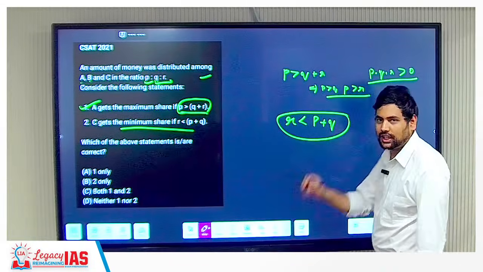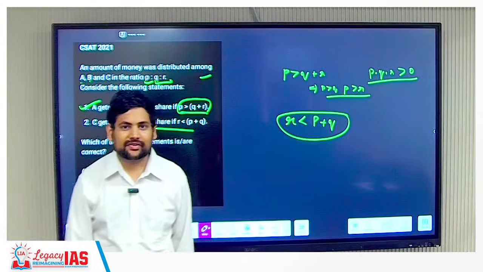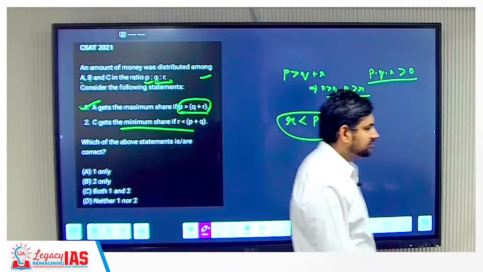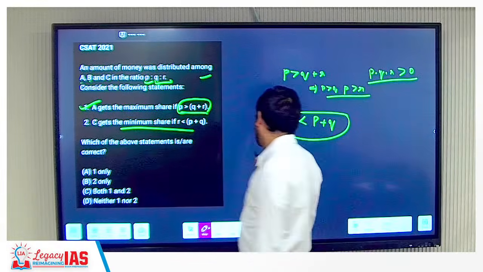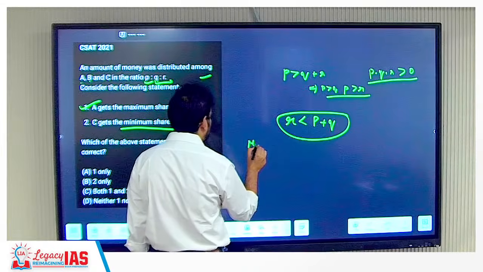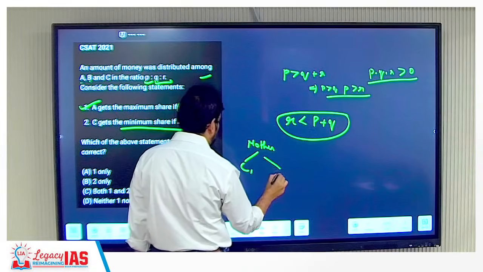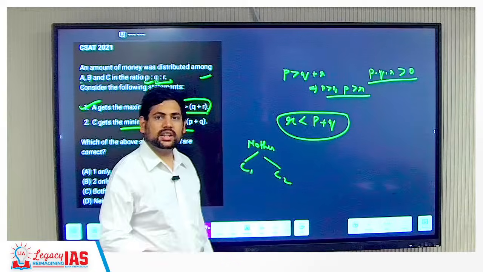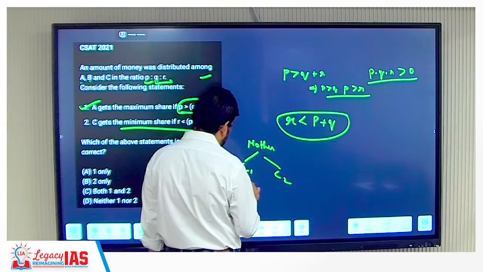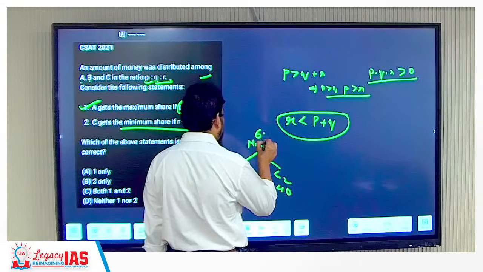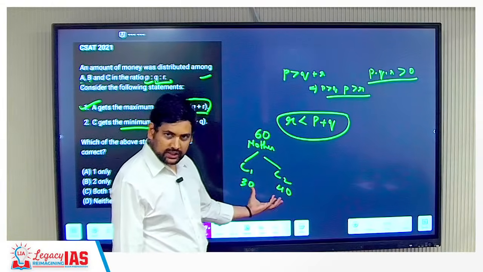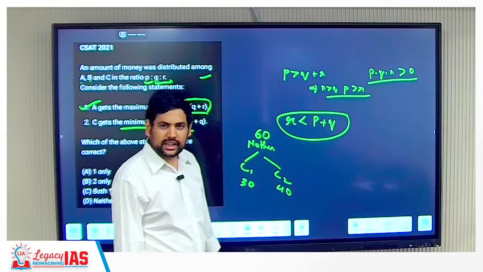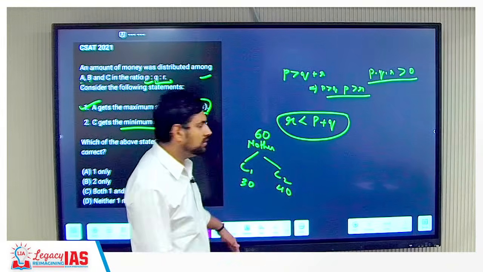Does this tell you anything? R less than P plus Q? No, it does not. Why? Because, for example, let's say there is a mother and she has two children. If I tell you the sum of weights of these children is greater than that of the mother, this child is 30 kg, this child is 40 kg, mother is 60 kg. So their sum may be greater than the mother, but both of them are actually smaller. Correct? So you don't actually get to know anything from this.